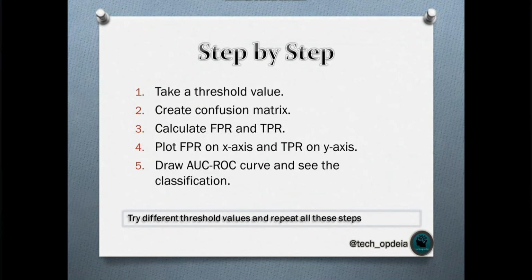True positive rate is sensitivity and false positive rate is specificity. Plot this FPR on x-axis and TPR on y-axis, and then draw the AUC ROC curve and see the classification. See how well our model is performing. Then try different threshold values and repeat all these steps for all different threshold values, so you can get which threshold value is optimum for your model according to your problem.